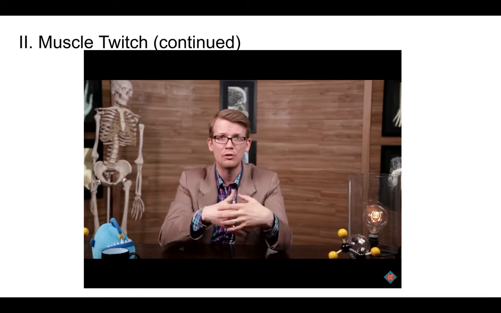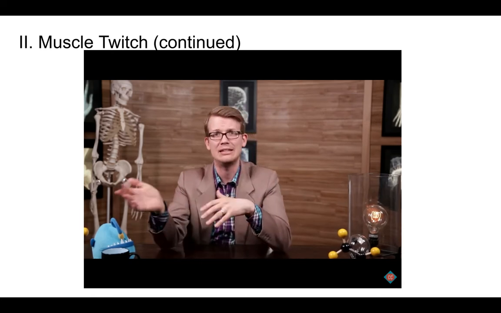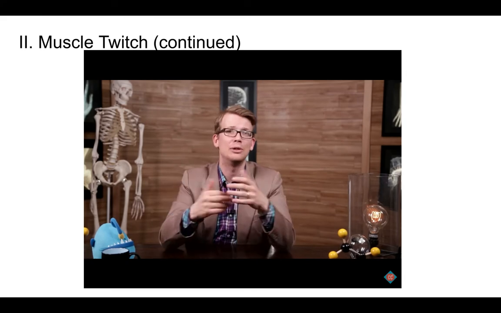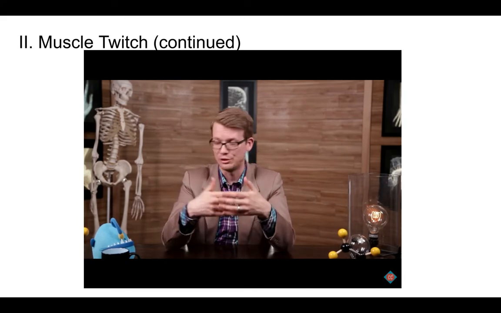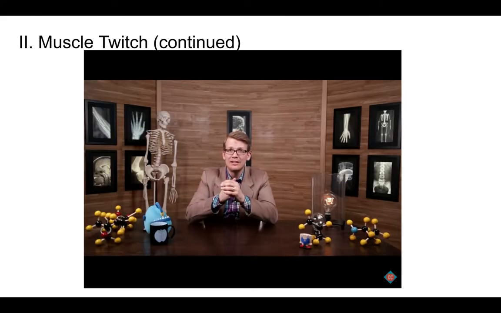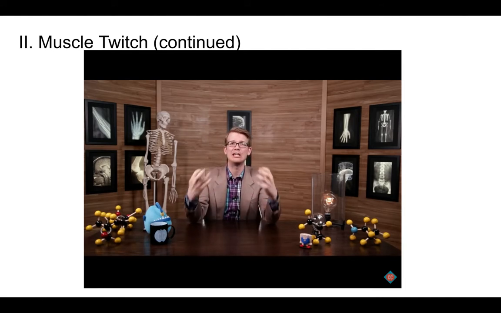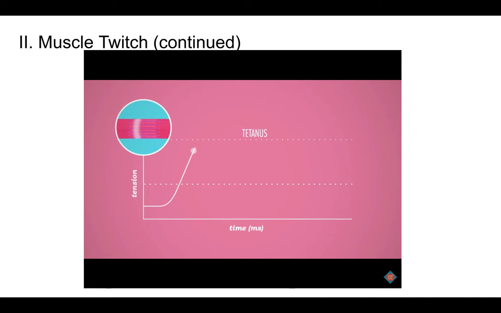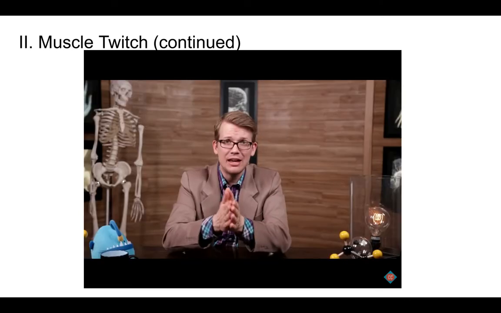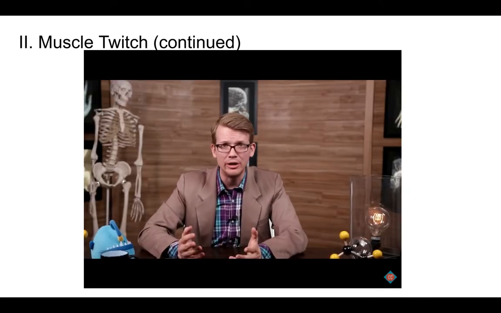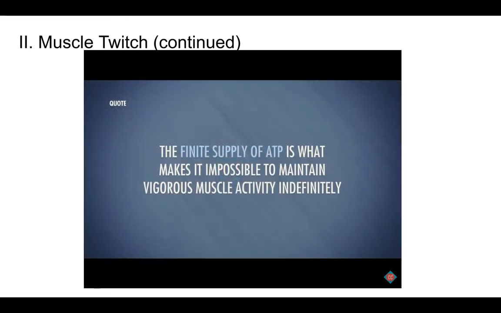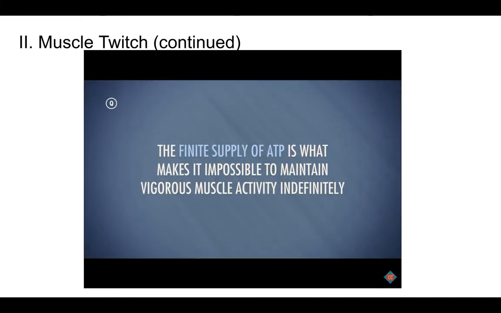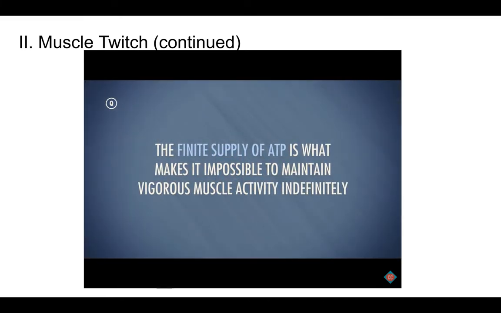At some point, though, almost all of the actin binding sites are exposed, so all of the myosin heads can work through their cycles of ATP and ADP, and the muscle force can't increase anymore, even with faster action potentials and more calcium. When all those little twitches blend together until they feel like one gigantic contraction, that's called tetanus. At that point, any person on the planet will hit a ceiling of maximum tension. That tension means myosin and the calcium pumps are burning up the muscle cell's ATP, and the finite supply of ATP is what makes it impossible to maintain vigorous muscle activity indefinitely.